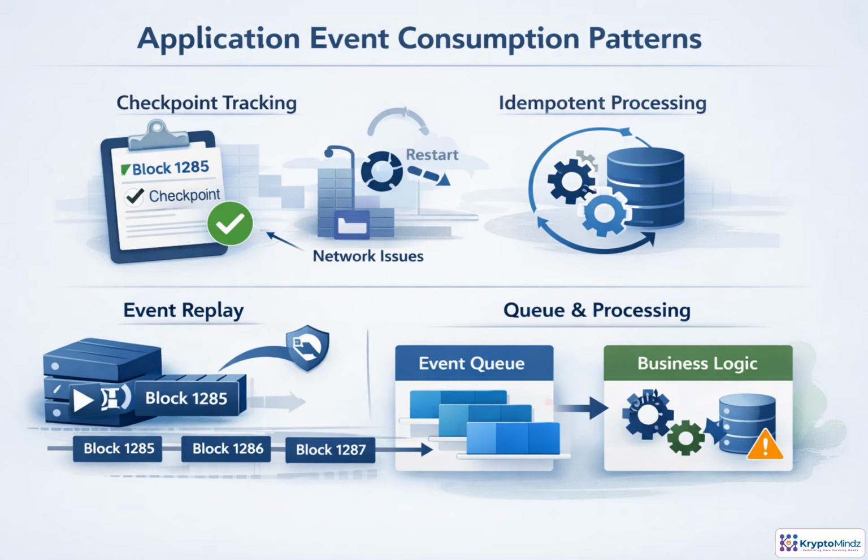Reliable event consumption starts with one assumption: failures will happen. A consumer should record its checkpoint, usually the last processed block or transaction, so it can restart safely. It should also be idempotent, because replay may deliver the same event more than once. For recovery or audit, replay from a known block and rebuild state safely. A strong pattern is to land events into a queue or stream first, then let business processing run independently, so outages do not lose signals.